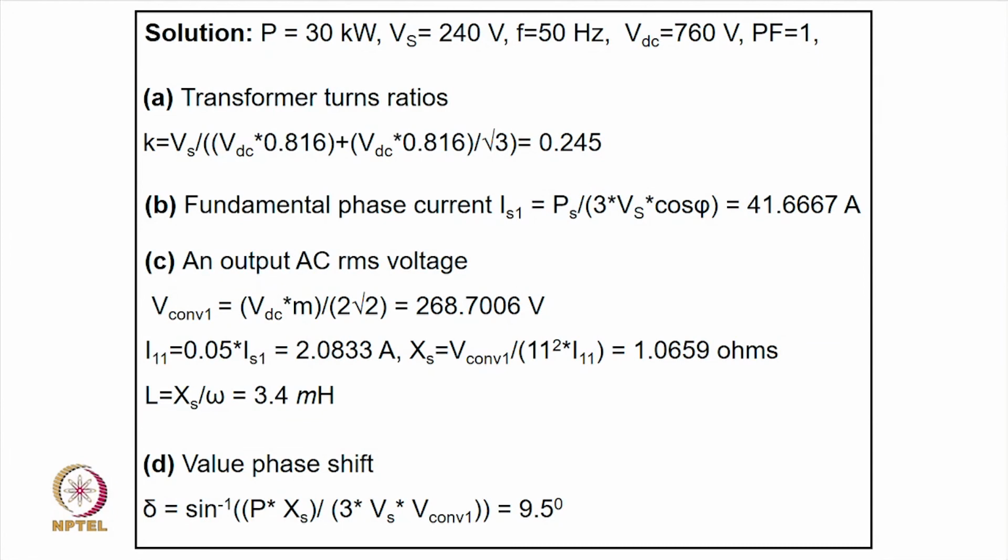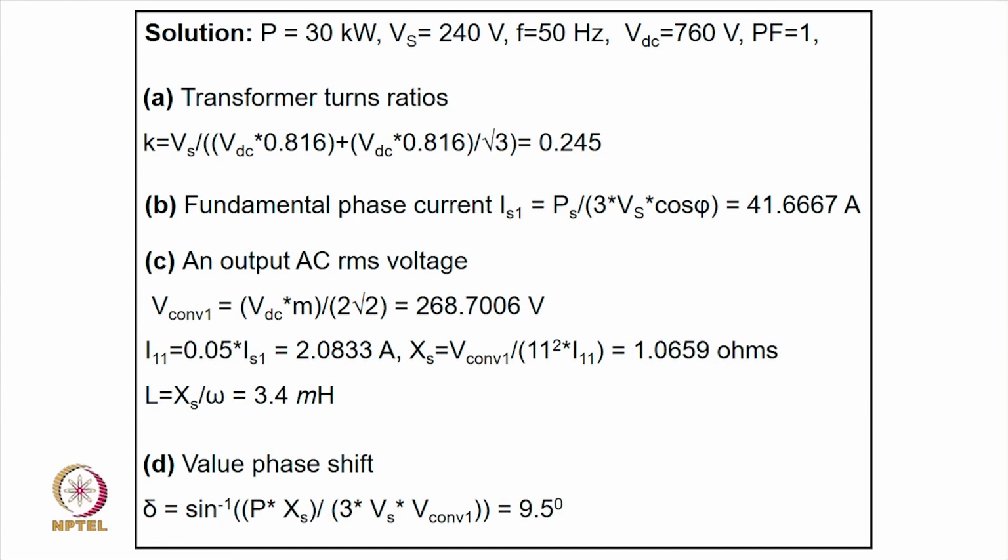Now, coming to the numerical example: P equal to 30 kilowatt, supply voltage 240 volt, 50 hertz per phase, and DC link voltage 760 volt with power factor unity. So, we can find out the turns ratio from the given data. We get turns ratio 0.245, and the fundamental phase current from this power relation.